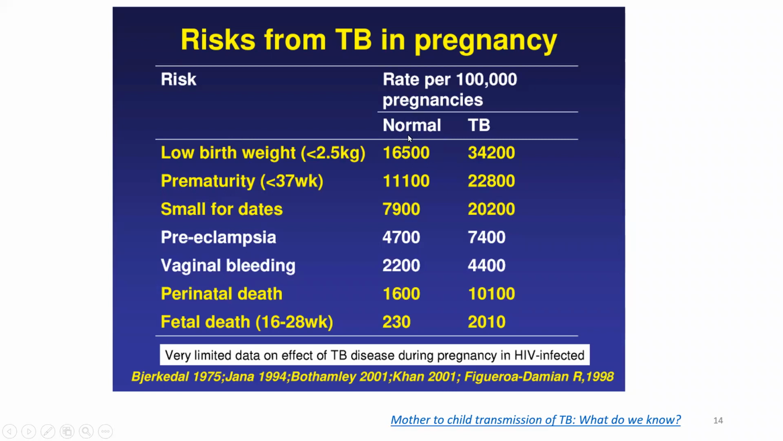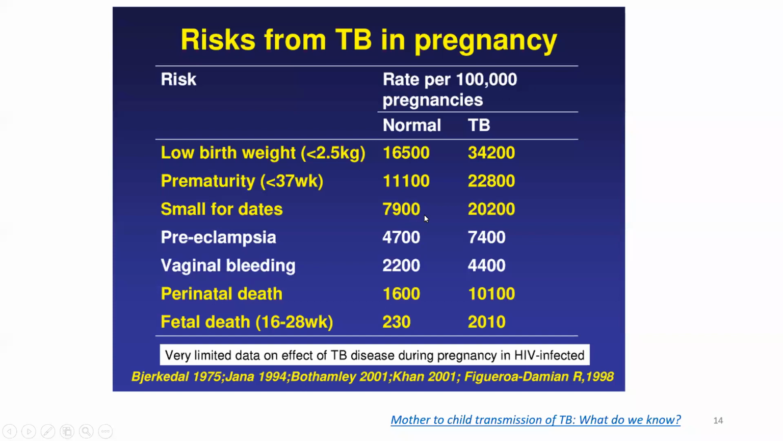So for pregnant women without TB, 6,500 babies had low birth weight, whereas for mothers with TB that were pregnant, it was almost double this number: 34,200 of the babies had low birth weight. In terms of prematurity, for pregnant mothers without TB, 11,100 babies were premature, whereas if the mothers had TB, it was double. So this shows the risk of what TB does to the babies.